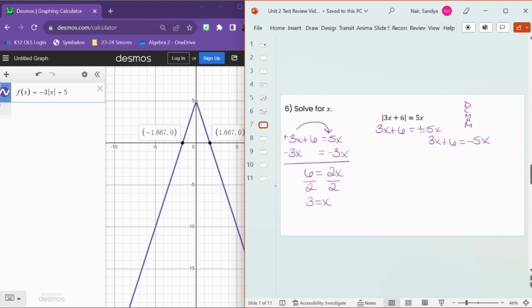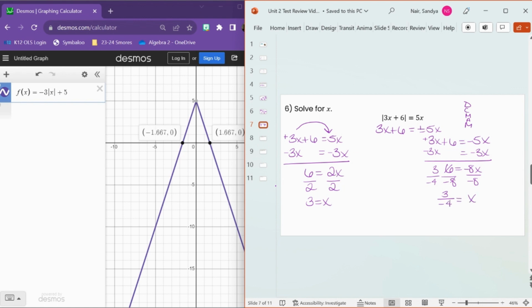Now over here, I'm going to do something similar, right? So this is a 3x, so I'm going to go ahead and subtract 3x from both sides. And when I do that, I get 6 equals negative 8x, okay? So now I have to divide everything by negative 8, which gives me 6 over negative 8, but remember I can reduce that. That's going to be 3 over negative 4. So 3 over negative 4 is going to equal x.